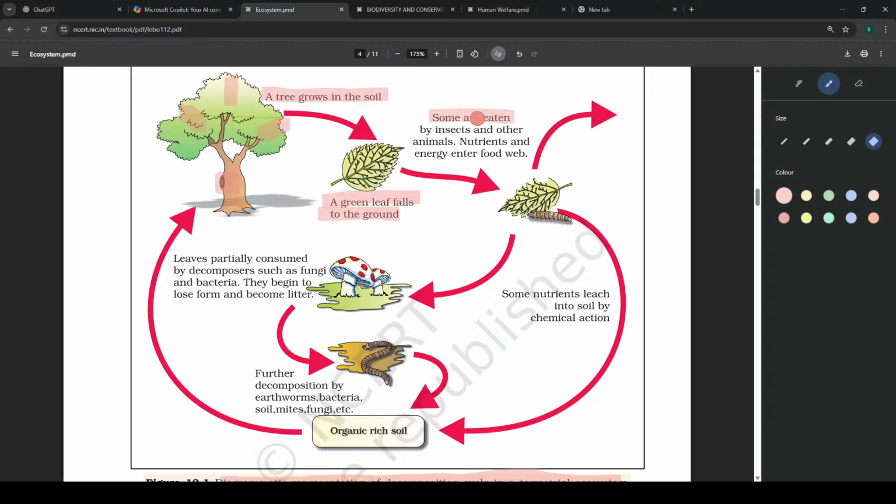Some of the fallen leaves are eaten by insects and other animals. Nutrients and energy enter the food web. This leaf is eaten by some kind of insect. This insect is eaten by a bird, and the bird is eaten by some other animal like a wolf, and so on. The energy in this leaf goes on transferring from one trophic level to another trophic level, as shown by this arrow mark. Then there are some other nutrients.